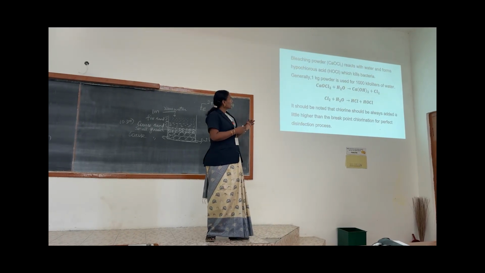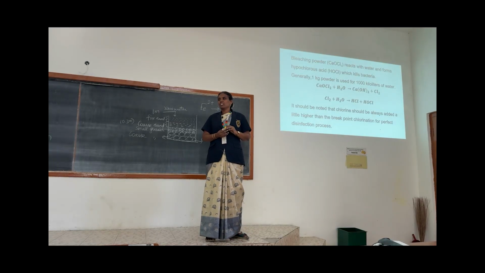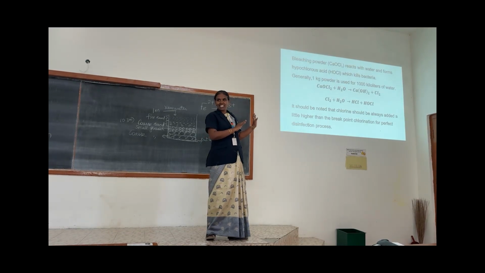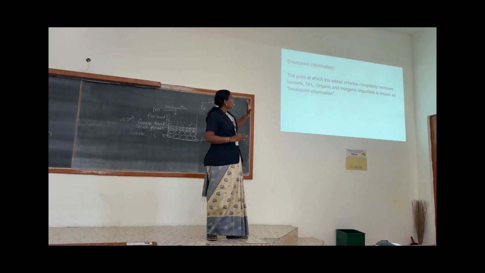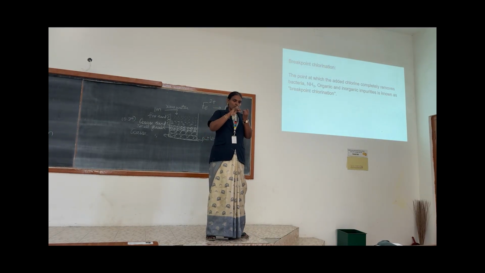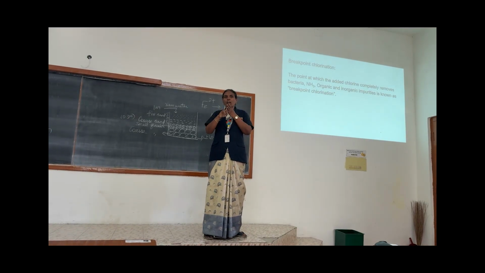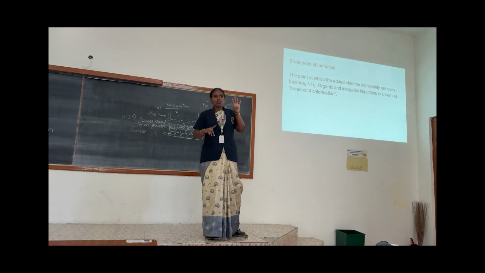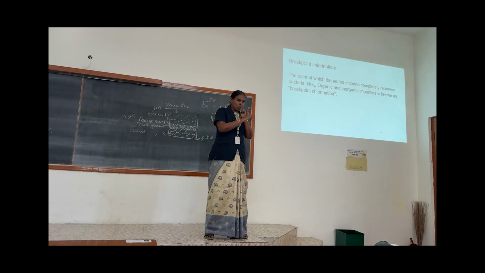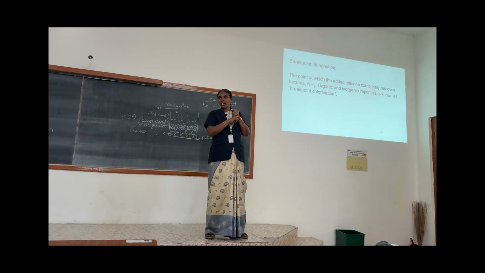While we are adding this chlorine, we have to add a little bit higher than the breakpoint chlorination. For the last 5 minutes, I will explain only one graph, and with that I will conclude. What is breakpoint chlorination? The chlorine we add has to destroy bacteria, ammonia, and organic and inorganic impurities. Totally 4 things: it removes bacteria, ammonia, organic impurities, and inorganic impurities.